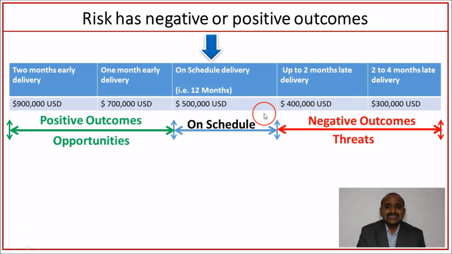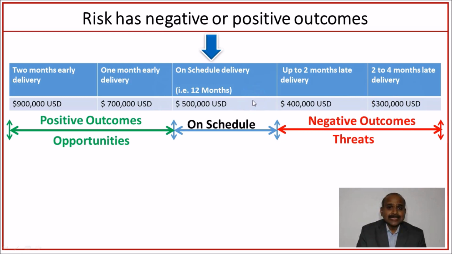Similarly, if the project is completed within, let's say, 16 months, we will be paid only $300,000. It is also written in the contract. So the contract says that if you deliver the project late, you will be paid less. So this is the negative outcome. These negative outcomes are also called threats.